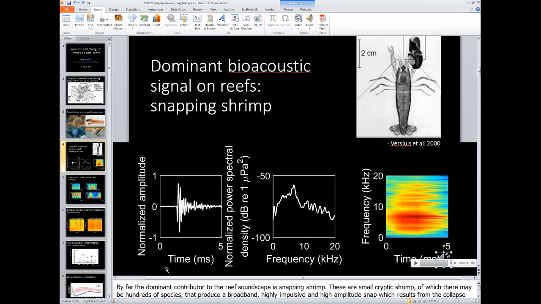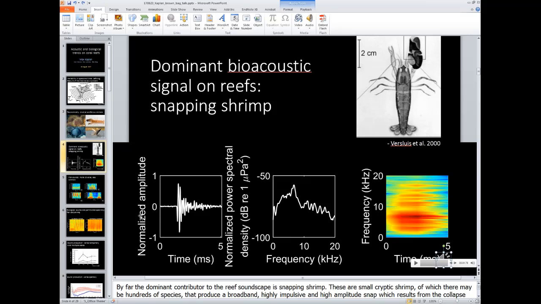So that sound that you hear, which kind of sounds like bacon frying, is actually the sound of the collapse of a cavitation bubble, which forms during the closure of this enlarged, enormous claw. There are around maybe 200, maybe more species of snapping shrimp on coral reefs. They're incredibly diverse, highly cryptic, very difficult to study, and we don't know a lot about why they actually produce sound. There might be an influence of light and temperature, and I'll speak a little bit more about that later on.